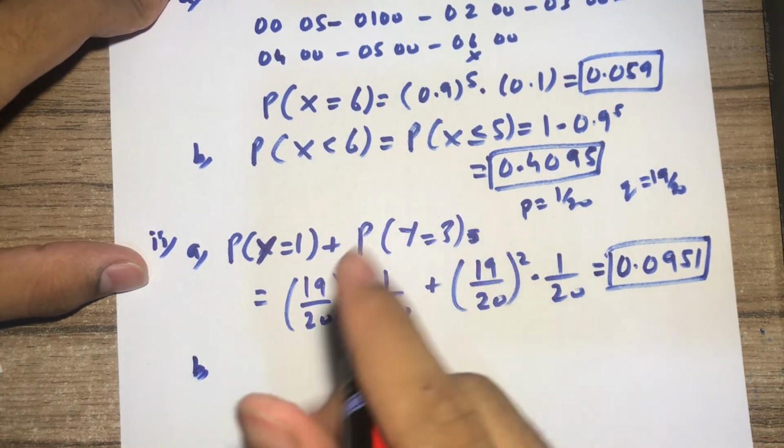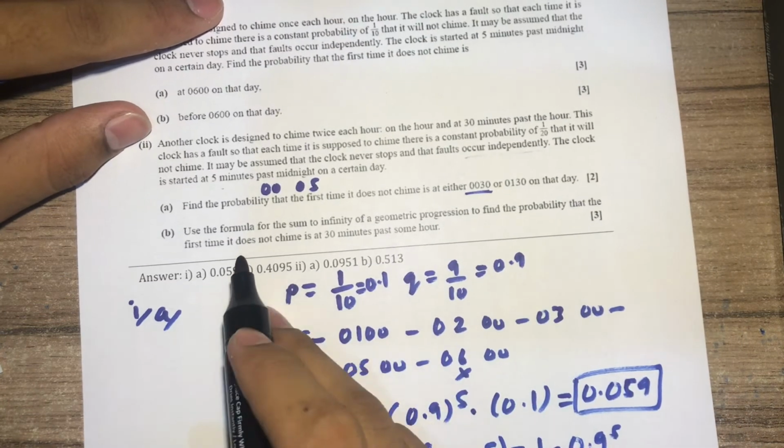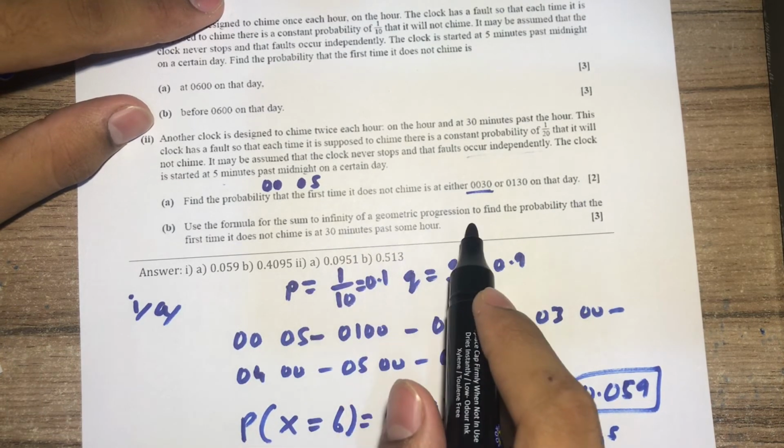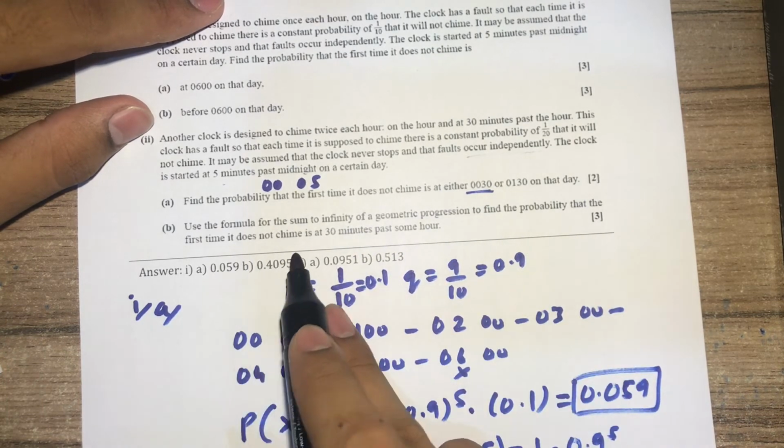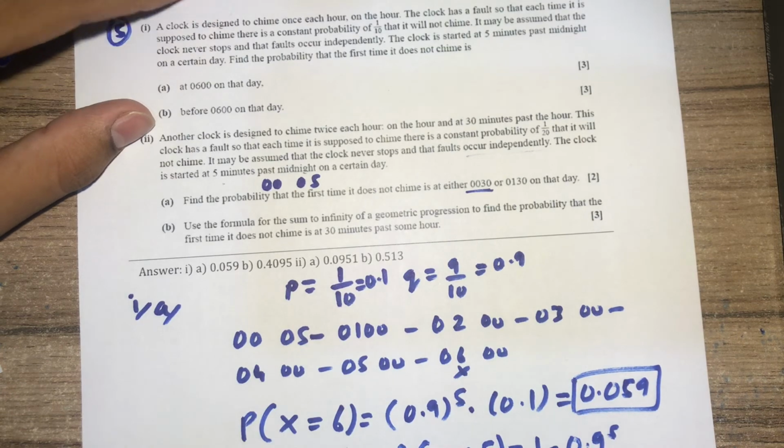Now part B. They're saying to use the formula for the sum to infinity of a geometric progression to find the probability that the first time it does not chime is at 30 minutes past some hour.